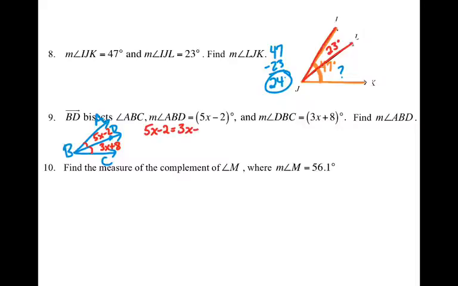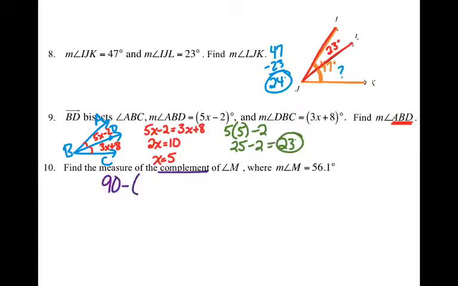So we say 5x minus 2 equals 3x plus 8, and then solve the equation to get x equals 5, but you got to go back and plug in, because it says find the measure of angle ABD. So you got 5x minus 2 and plug in the 5. So you get 23 degrees.